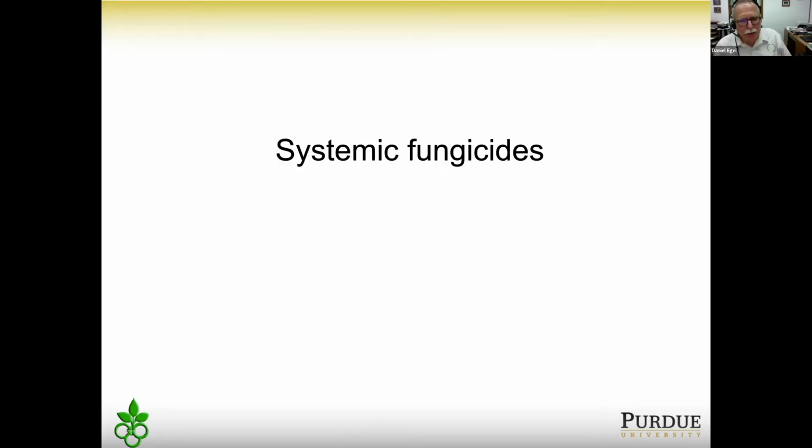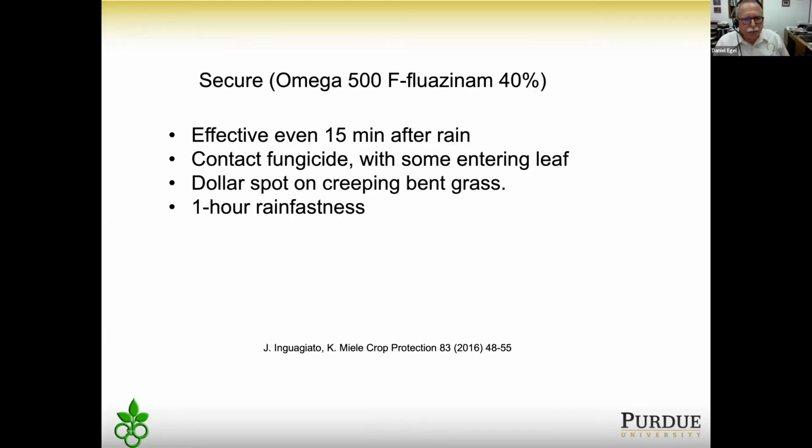Now, these are fungicides which move into the leaf, and what we'll find is, for the most part, systemic fungicides that move into the leaf are less susceptible to being washed off. So here's a group that's using the product Secure or Omega, the active ingredient fluazinam. They found it was effective even 15 minutes after rain. So fluazinam is interesting because it's a contact fungicide. It doesn't move once it's in the leaf, but it does move into the leaf, and that in itself was enough to make it very rain fast.